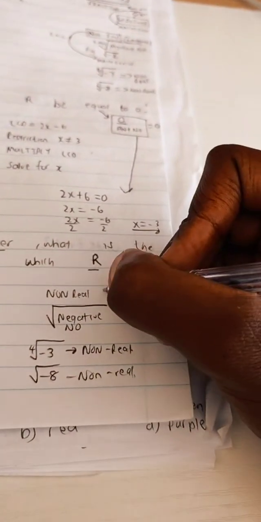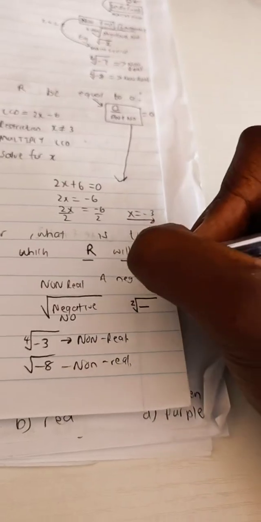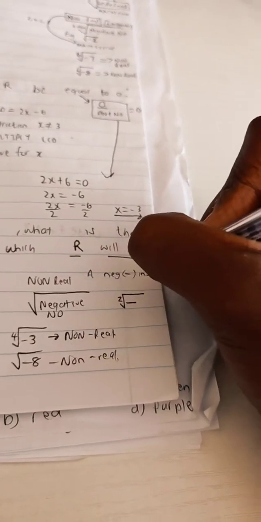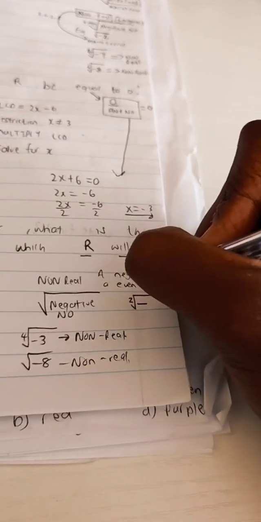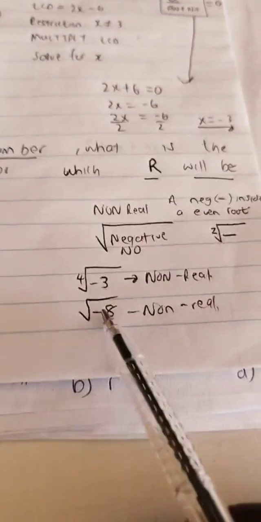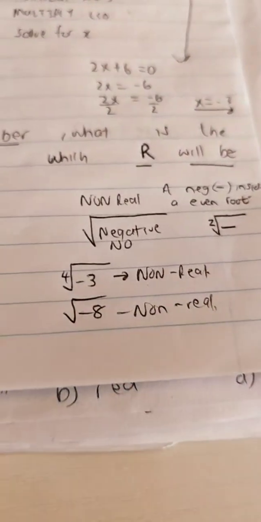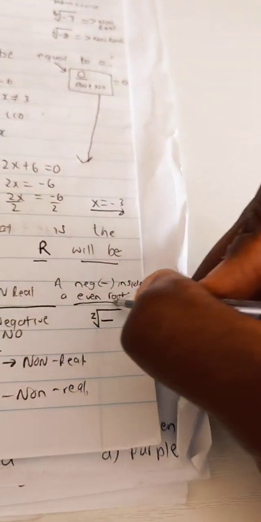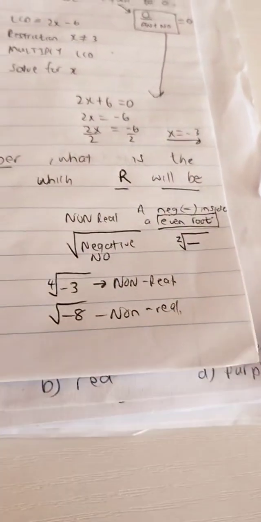All right, so whenever you have a negative number inside an even root, it doesn't have to be a square root, it can be a fourth root, a sixth root, an eighth root, a 10th, a 12th, as long as it is an even root, then we say that that is a non-real number.